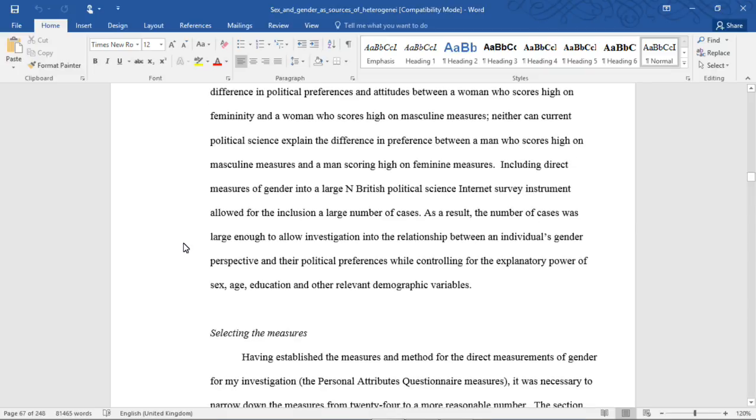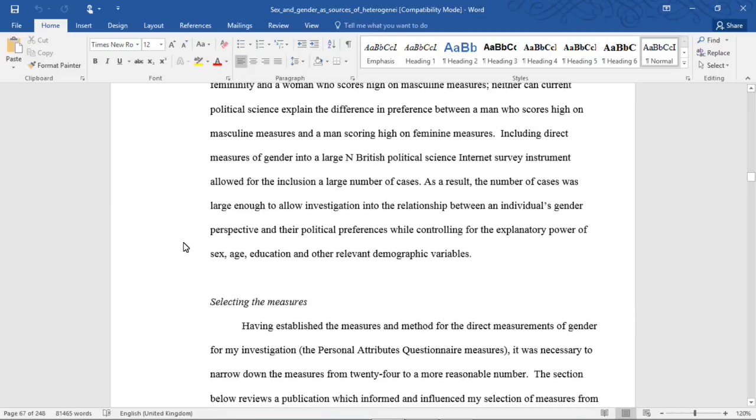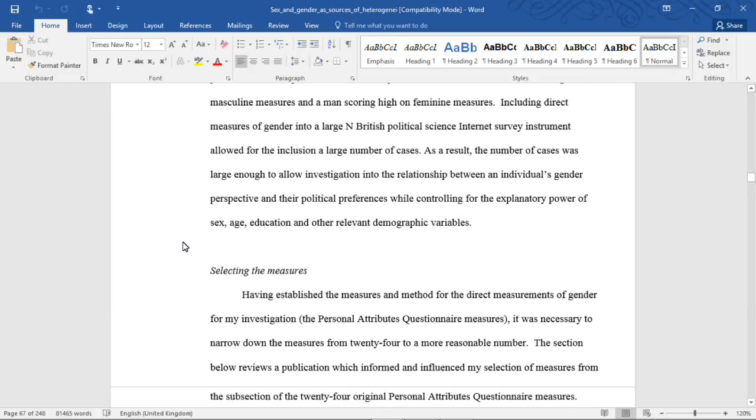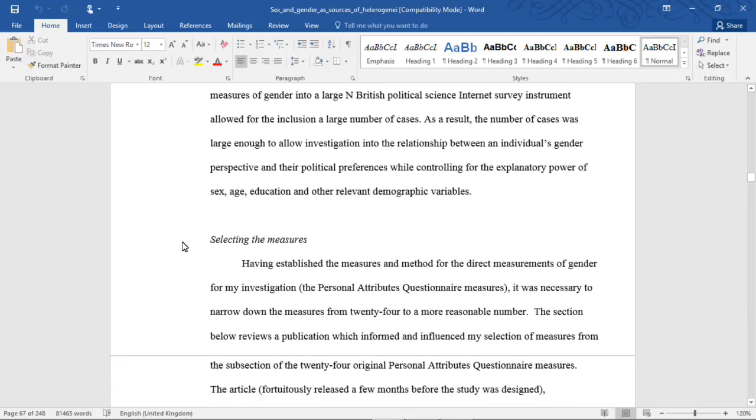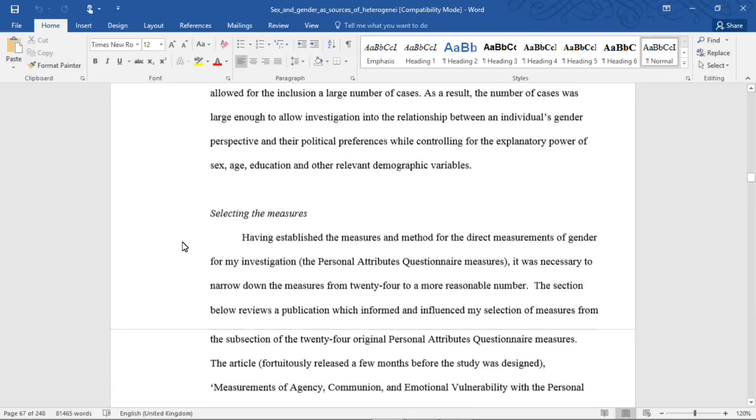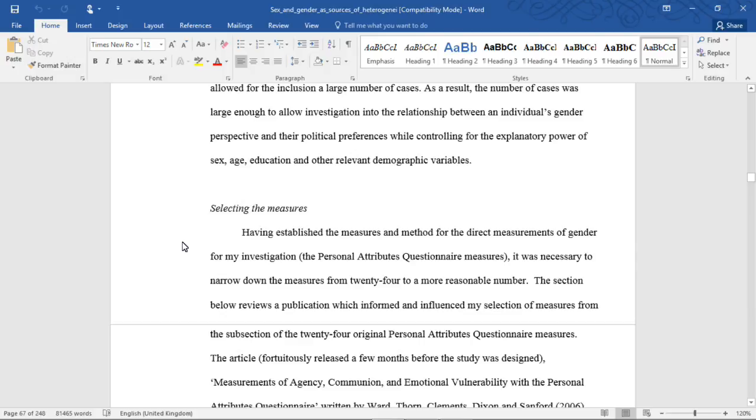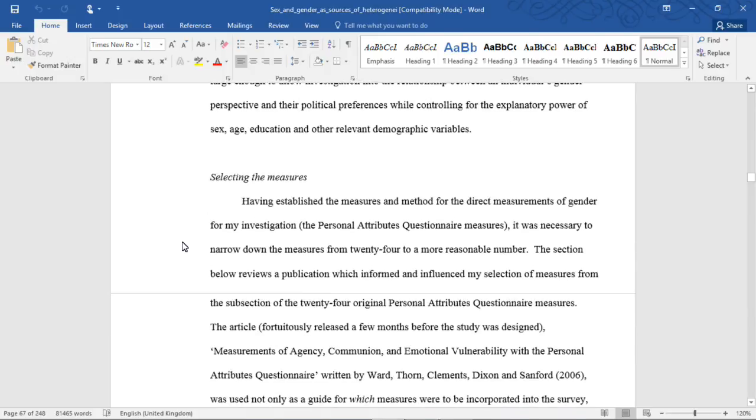Including direct measures of gender into a large N British political science internet survey instrument allowed for the inclusion of a large number of cases. As a result, the number of cases was large enough to allow investigation into the relationship between an individual's gender perspective and their political preferences, while controlling for the explanatory power of sex, age, education, and other relevant demographic variables.